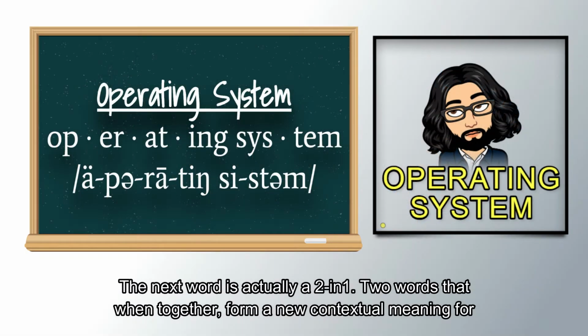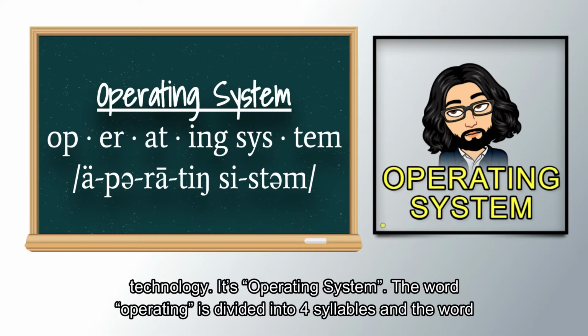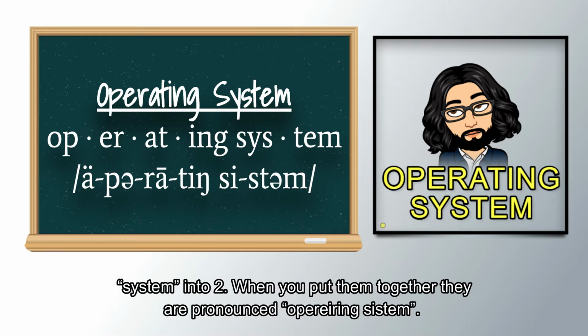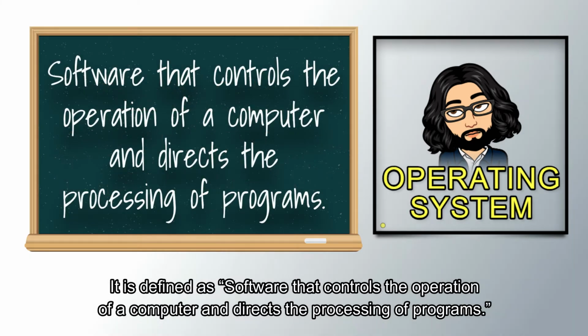The next word is actually a 2-in-1. 2 words that went together form a new contextual meaning for technology. It's operating system. The word operating is divided into 2 syllables and the word system into 2. When you put them together, they are pronounced operating system. It is defined as software that controls the operation of a computer and directs the processing of programs.